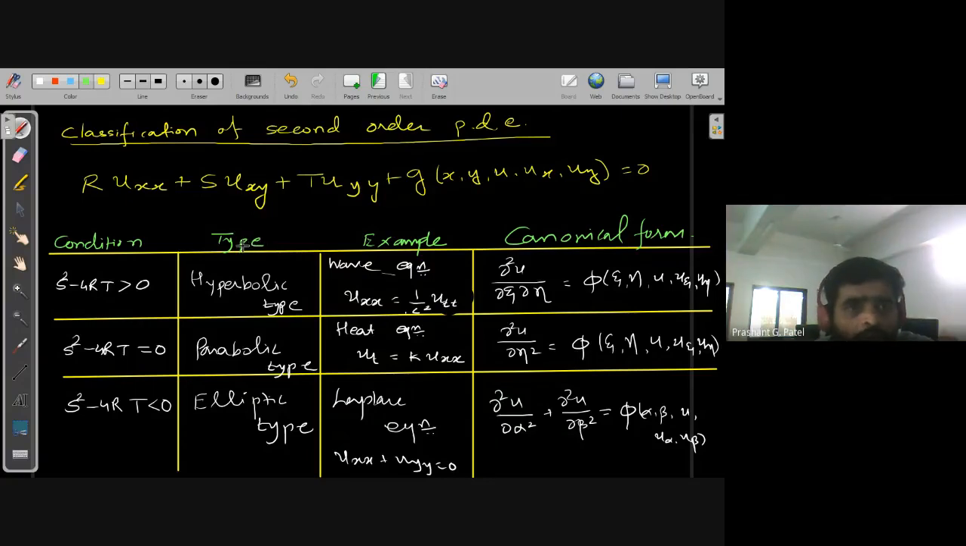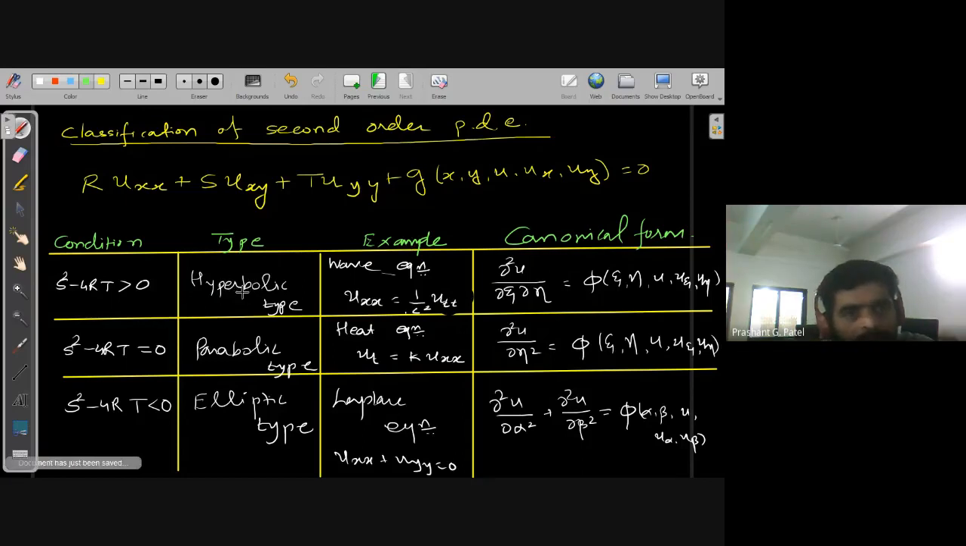So in this lecture, we are going to discuss the classification of second order partial differential equations. If the second order partial differential equation is of this type, that is R uxx plus S uxy plus T uyy plus G, which is a function of x, y, ux, uy, equal to 0. If R, S and T satisfy this condition, that means if it is positive, then we can say that this second order PDE is a hyperbolic type.